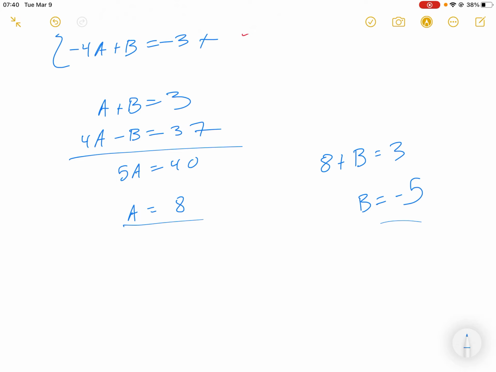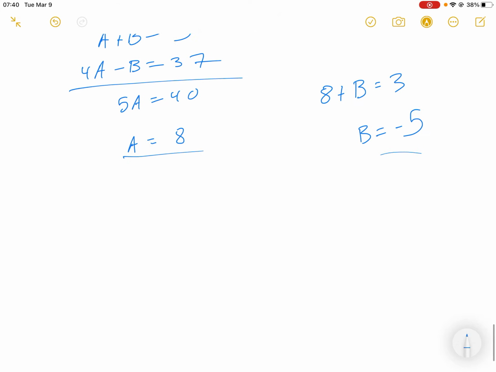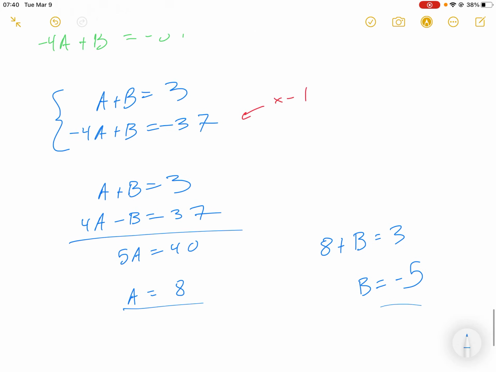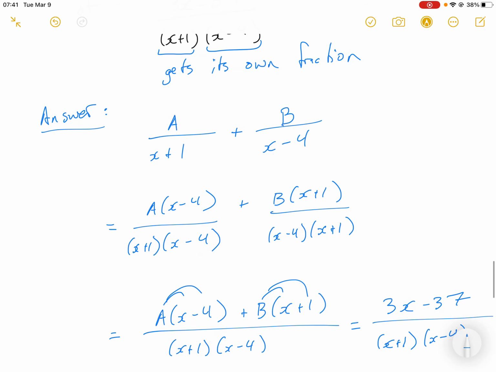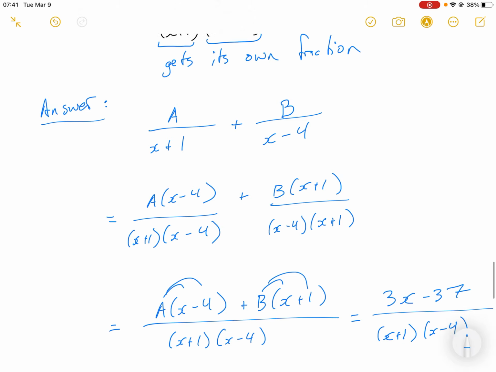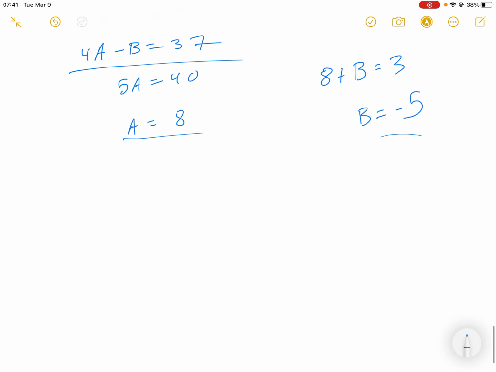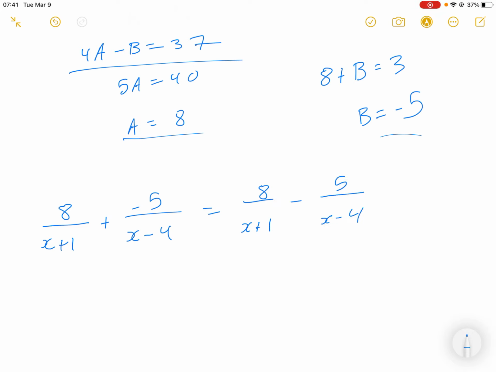Too many people like to stop here and just say, oh, we're done, a equals 8, b equals negative 5. But keep in mind, we actually wanted a over x plus 1 and b over x minus 4. So it's going to be 8 over x plus 1 plus negative 5 over x minus 4, which you can just write as 8 over x plus 1 minus 5 over x minus 4. Or you could leave it as is. It's up to you.